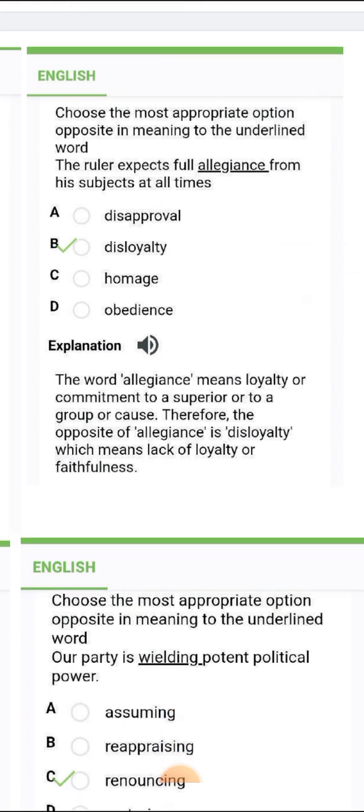The word antonyms is opposite in meaning. If we know that if it's not this, it is this. Just like if it's not Obi, it is Ada. If it's not a boy, it's a girl. So that's the opposite, right?